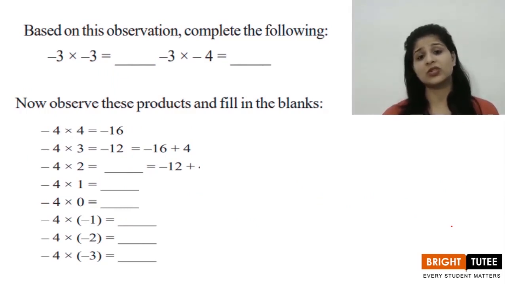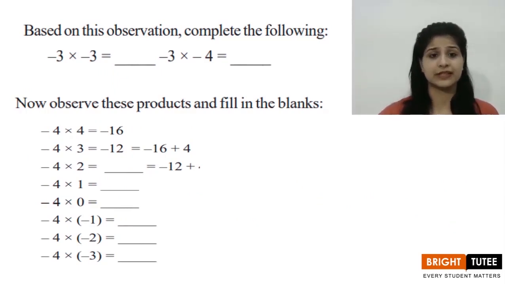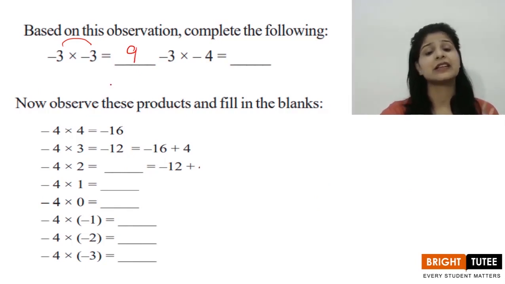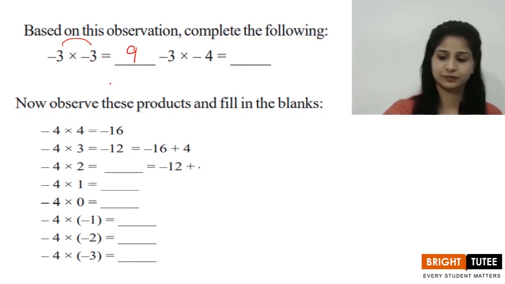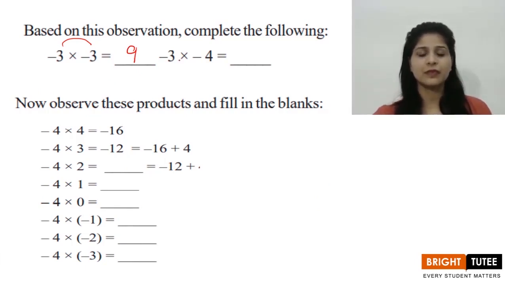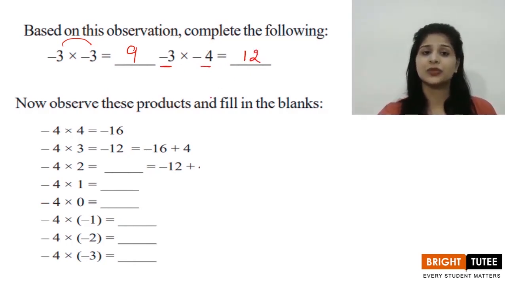Okay, now based on this observation, we have to complete this. Minus 3 and minus 3, what will we get? 3 and 3 I will multiply, minus and minus will become plus. So I'll get just 9 as the answer. Similarly, when we multiply minus 3 and minus 4, we are going to get the positive answer. We just have to multiply 3 and 4, that gives us 12.